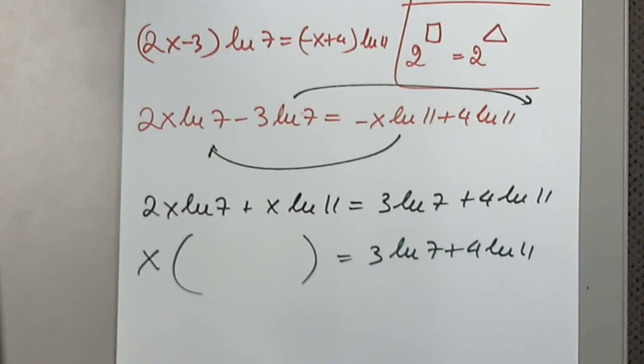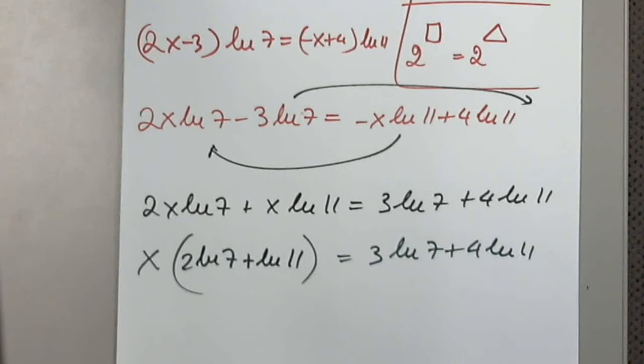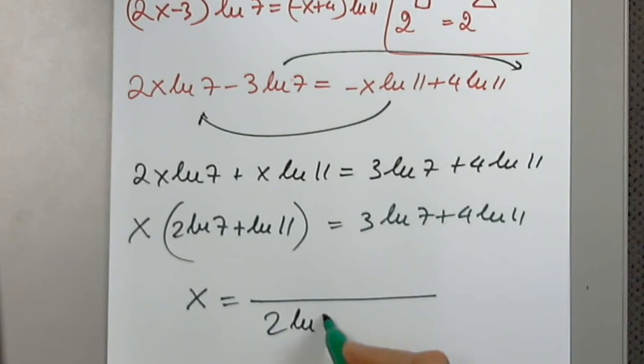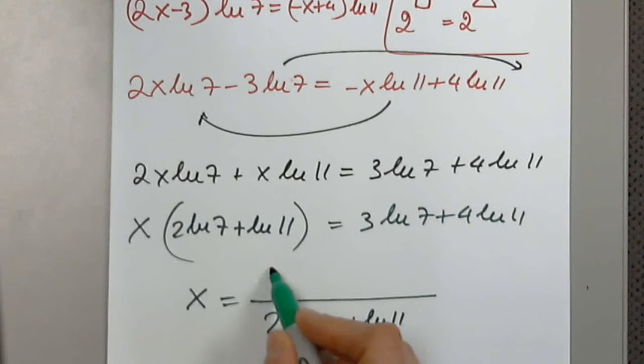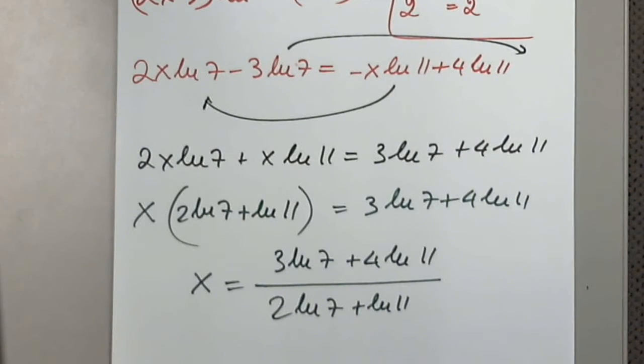Very good. So then what is left? Two natural log 7. Very good. Plus natural log 11. Very good. Finally, x by... Exactly. 2 natural log 7 plus natural log 11, 3 natural log 7 plus 4 natural log 11.